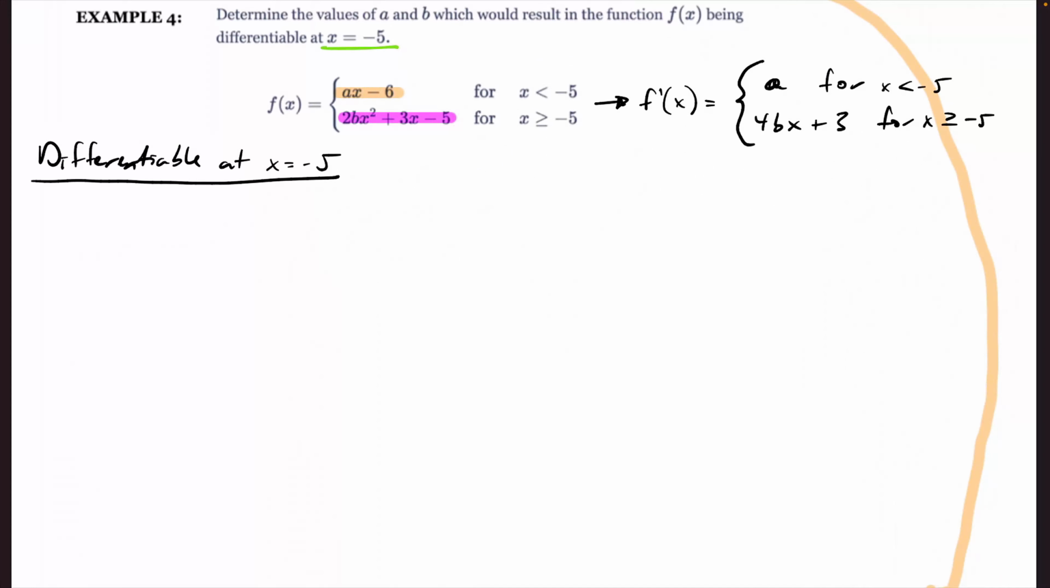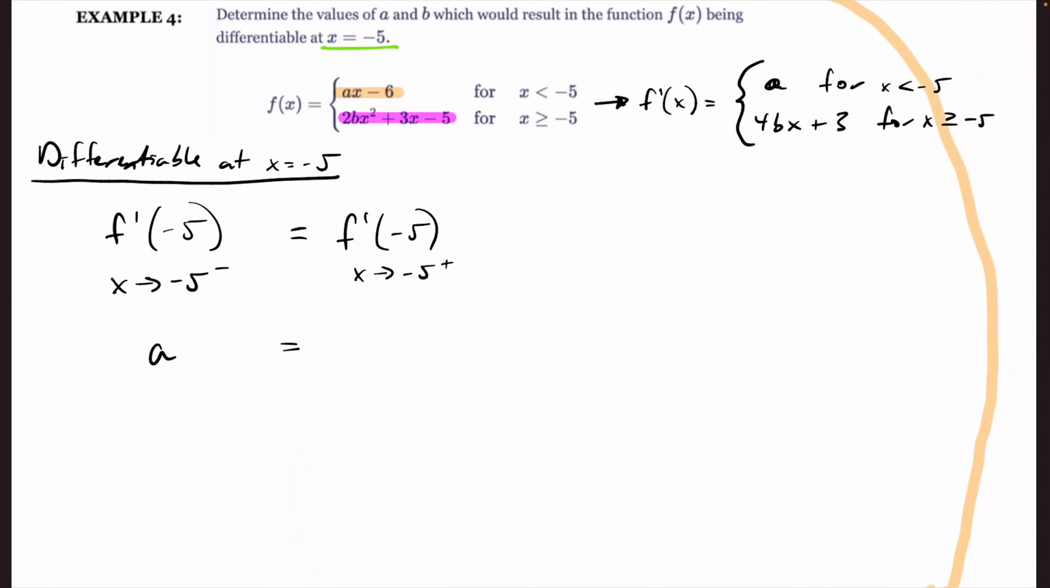Okay, so now what we're going to do is check the derivative at negative 5 as x approaches negative 5 from the less than side. And then we're going to compare that with the derivative at negative 5 as x approaches negative 5 from the right. So that means we're going to plug in negative 5 to the derivative. Well, if I'm coming from the less than side, I'm going to use the top guy. But there's nowhere to plug in negative 5 because there's no x, right? So it's just going to equal a.